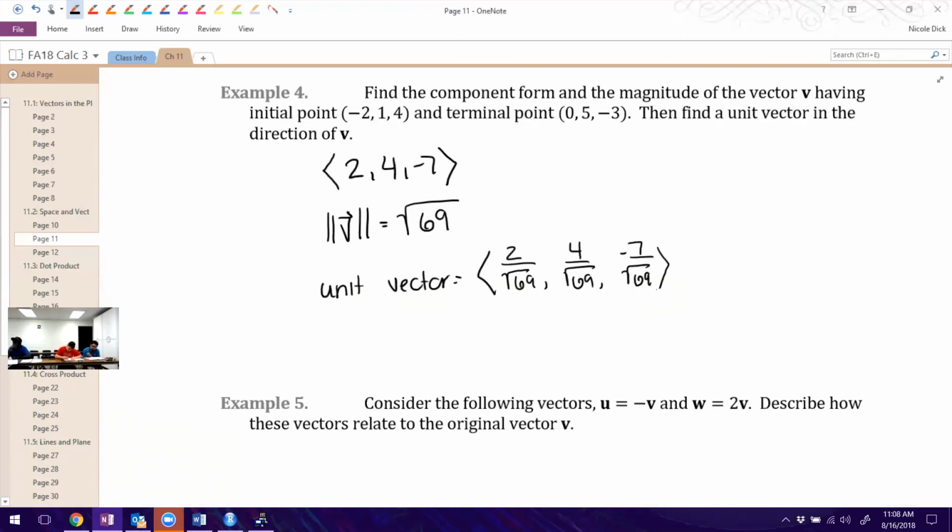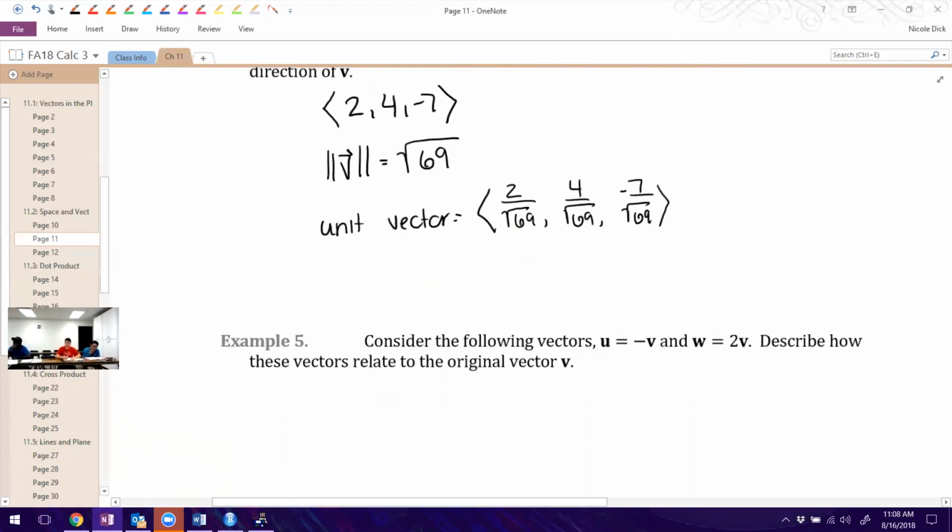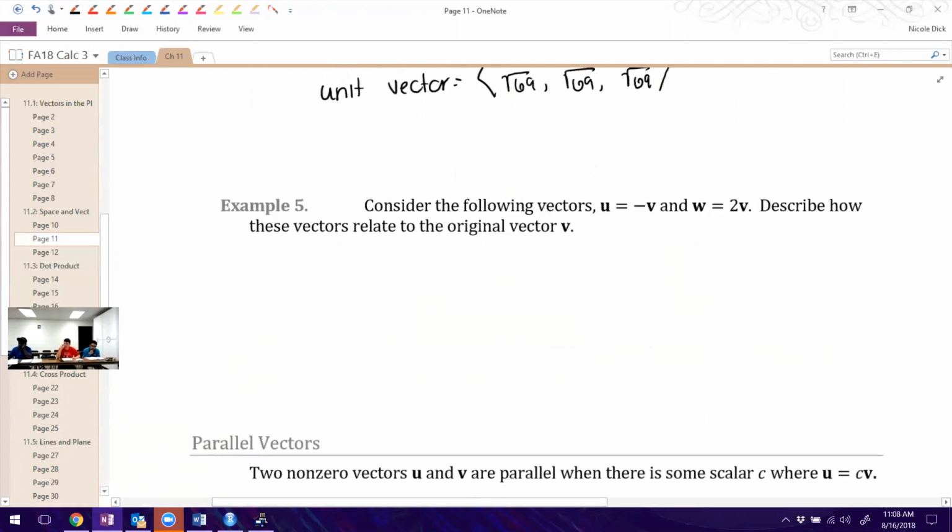So example 5, consider the following vectors. We've got u is negative v, w is 2 times v. We want to know how these relate back to the original vector. So we're not really given any component form for these different vectors here. So let's start off with u and v. What's the relationship between those two guys? Or this first expression, what's happening here?